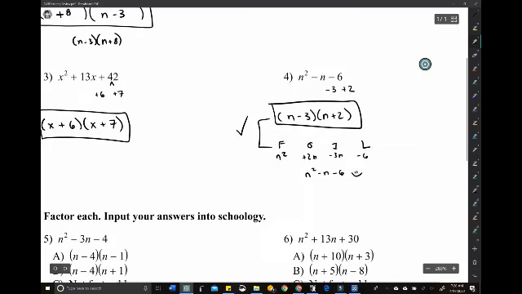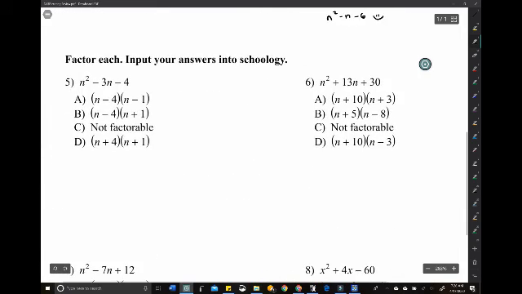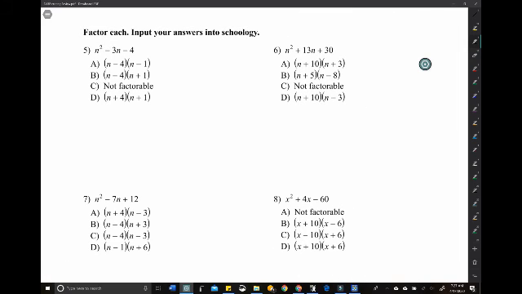The rest of the examples are for you to try out. They are multiple choice. Afterwards, you'll put your answers into Schoology. You'll see an assessment that has the same questions in it. You're just factoring each and figuring out the answers. Sorry, they are all factorable, so you don't need to worry about C and A for those questions.